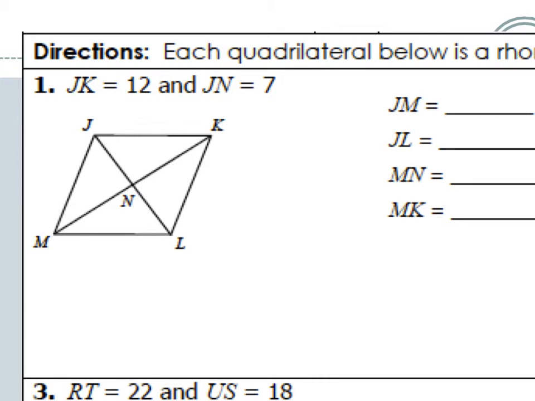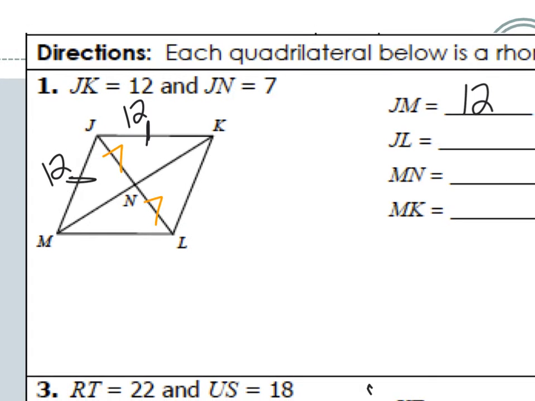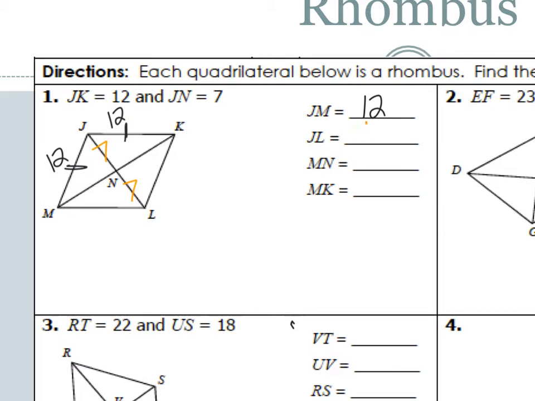Alright, ladies and gentlemen, now we have some rhombus questions. And rhombuses, rhombi, whatever, they're pretty cool because all the sides are congruent. So because I know that JK is 12, I know JM by definition is also 12. And I also know that JN is 7. So if this is 12, this is 12, which means if this is 7, this is 7. So JL, the whole thing, is going to be 14.